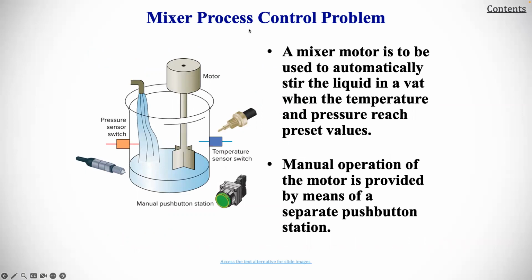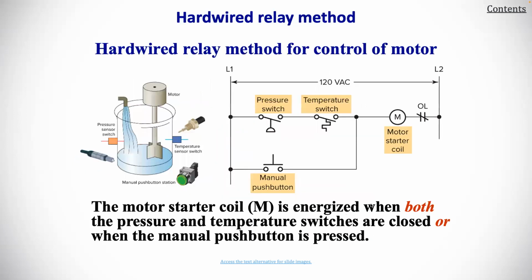So for a mixer process control problem, a mixer motor is to be used to automatically stir the liquid in a vat when the temperature and pressure reach preset values. And this is what we're seeing here in this illustration. The manual operation of the motor is provided by means of a separate push button station.